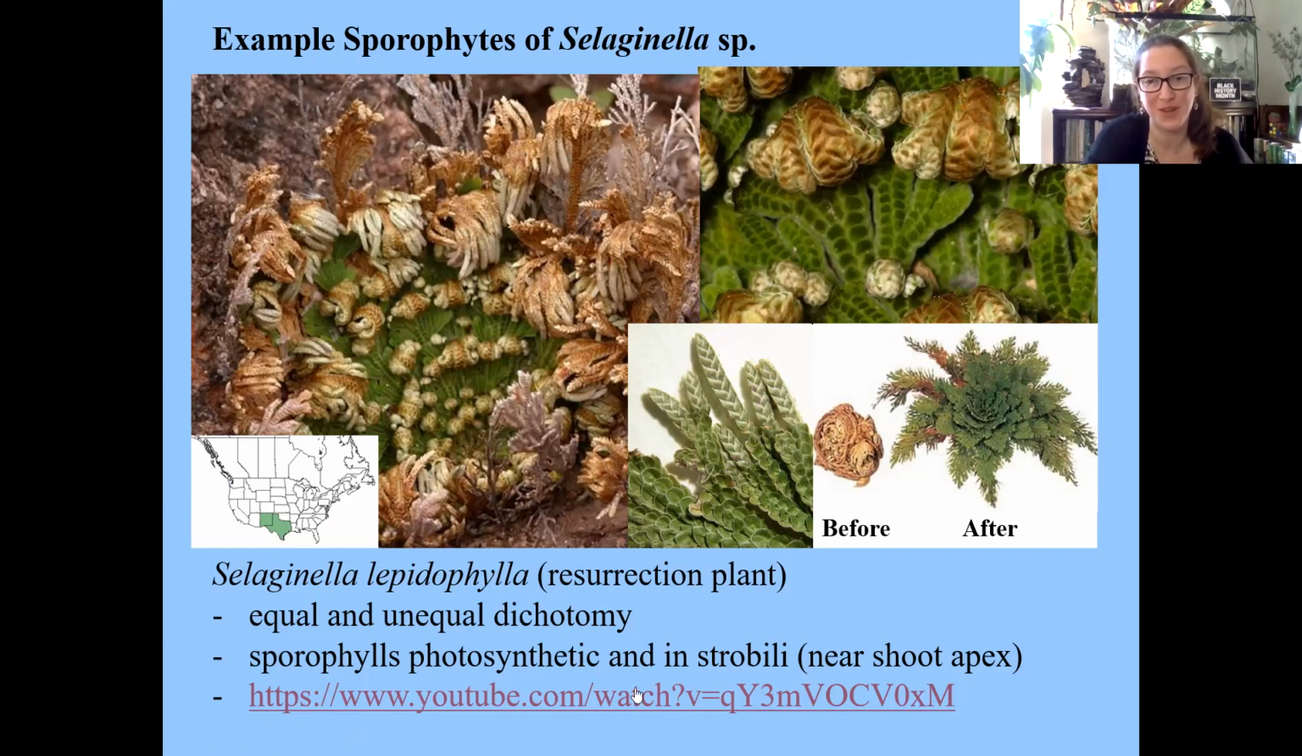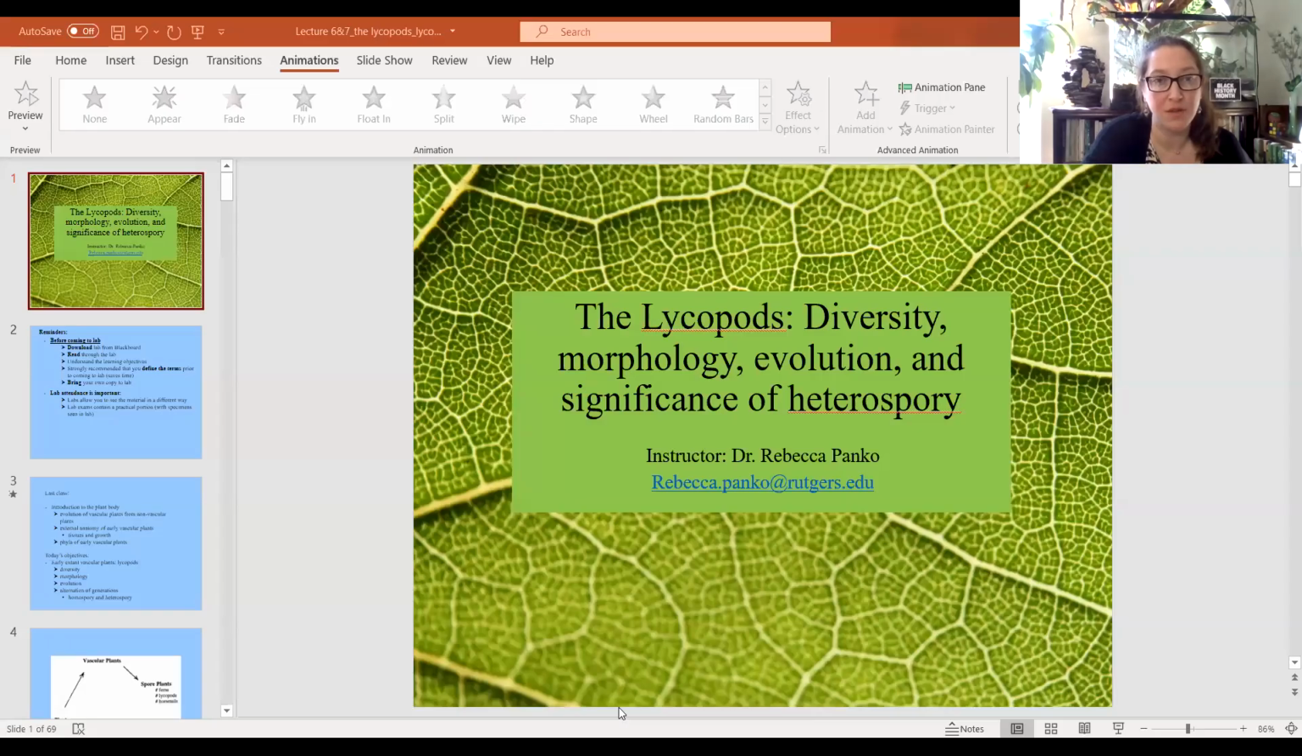But this is cool. I want to show you this. This plant is called Resurrection Plant because, while I pull this up, I've got to share this. This plant lives in the desert, and so it can be completely dried up for a long time, years and years and years.